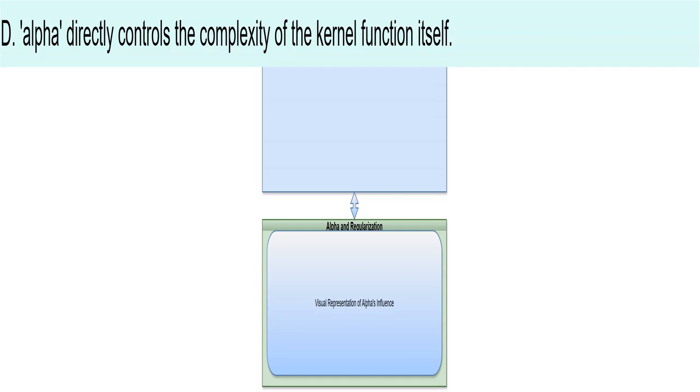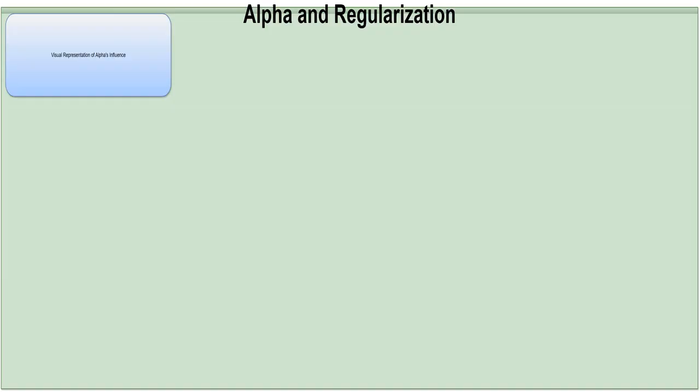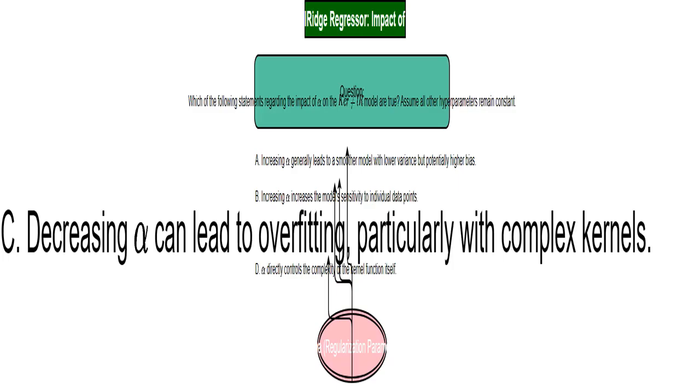Regularization is a way to prevent overfitting. This section title introduces the concept of regularization in the context of the ALPHA parameter. I see ALPHA as a tuning knob in kernel ridge. It controls the strength of L2 regularization. A larger ALPHA means stronger regularization, which penalizes large model coefficients.